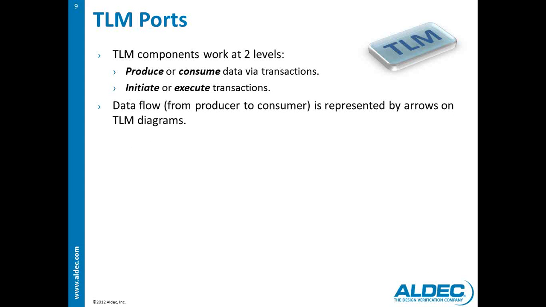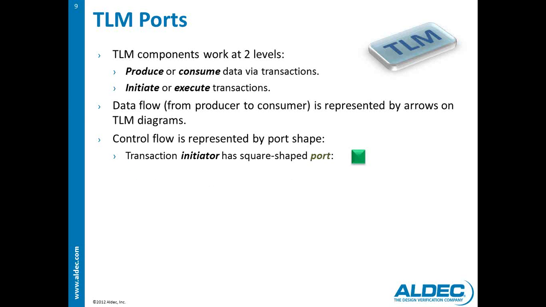If you want to create a TLM diagram showing data flow, then of course you will be using typical arrows to present the direction of data flow. But you must have some way of representing control flow, and in TLM it is done via a special port shape. A transaction initiator always has square-shaped ports. In our presentation we are adding green color to enhance differences.